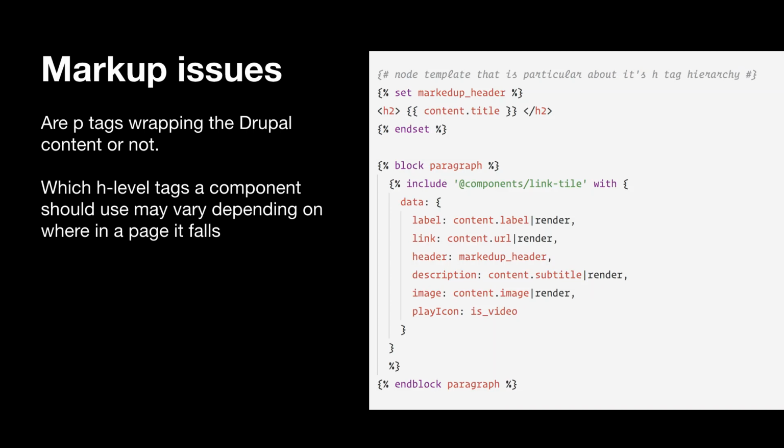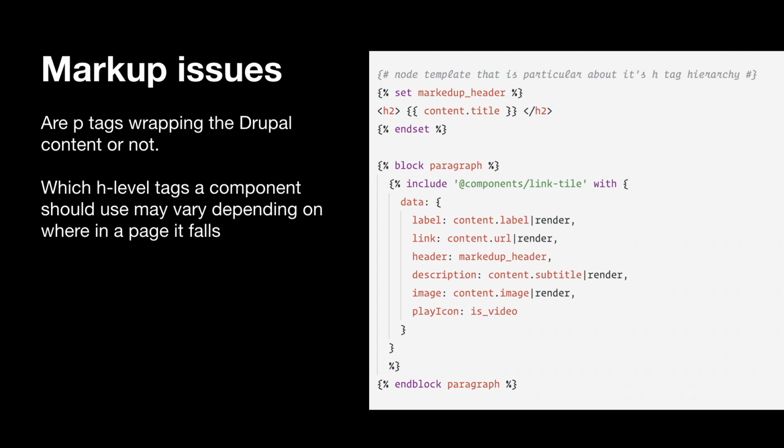The idea of when a string of text is going to come in from Drupal, is it wrapped in a P tag? Is it not? Does it need to be in an H2 tag? Does it need to be in an H3 tag? Sometimes the component isn't the place to decide that. Sometimes the Drupal template might know a little bit more about where it's going to fall in the site hierarchy. So is there an H2 and it should be a child of an H2, so its type needs to be an H3.